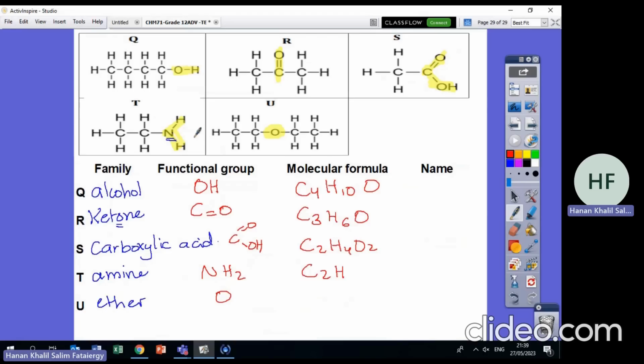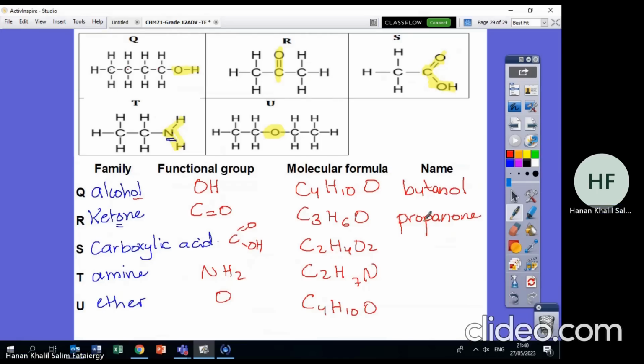This is C2H7N, and the last one is C4H10O. Okay, now how do we name it? يلا 1, 2, 3, 4. So this is called butane. هحط بالآخر all لأنها alcohol. I will put all. This one 3 carbons, so I will say propane. I will remove the E and I will put on, propanone. Okay, now as 2 carbons is ethane, and then I will put ic acid.